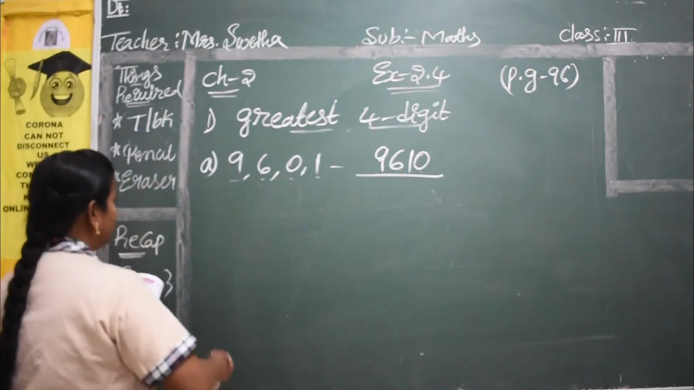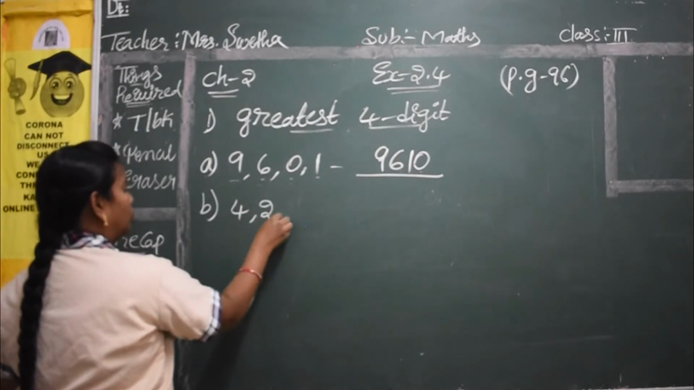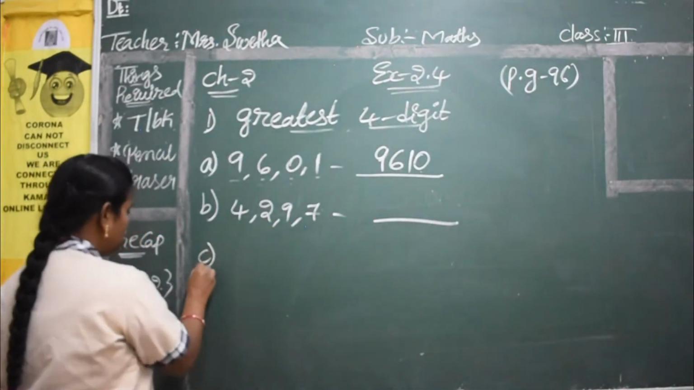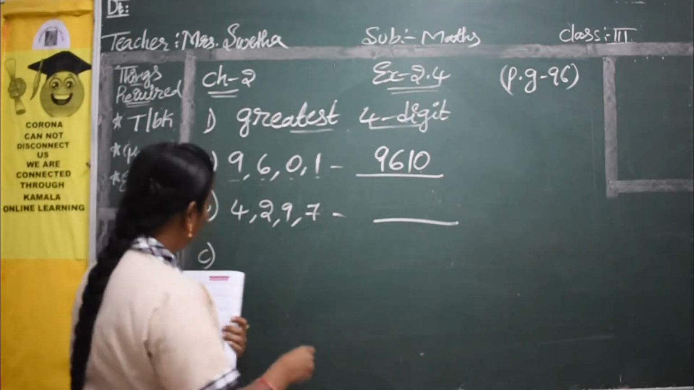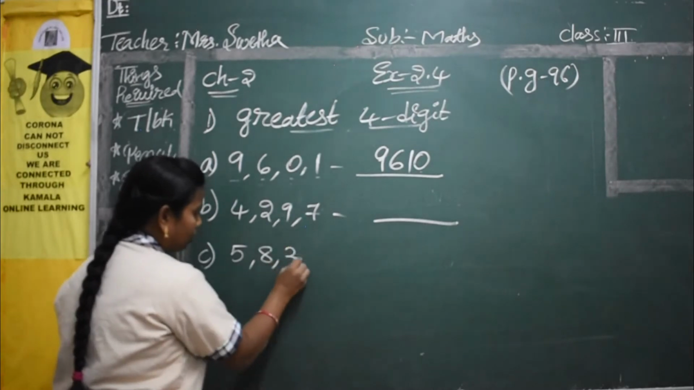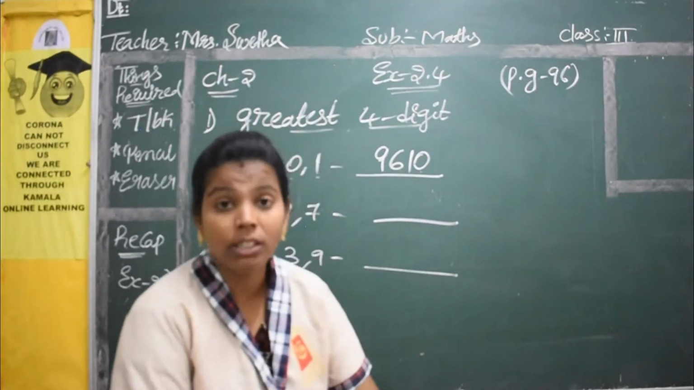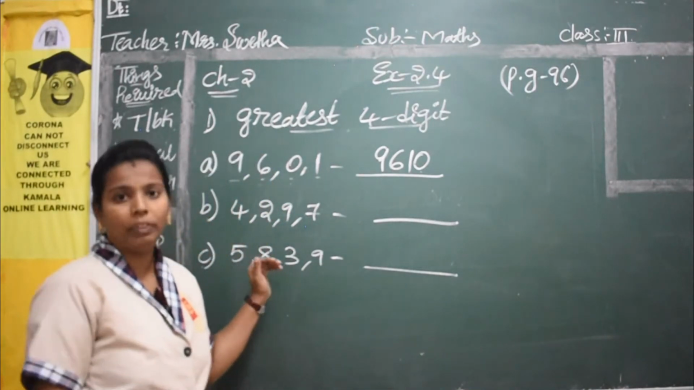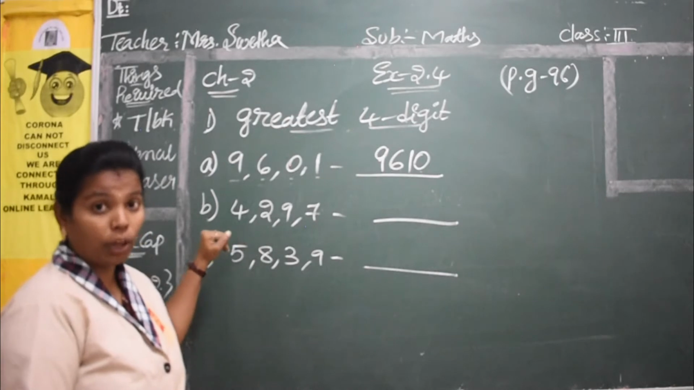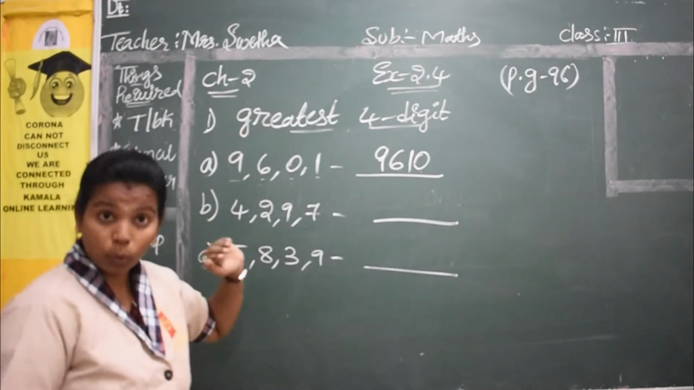Now the second one, 4297. First we will write the questions. In this bit you have 4 questions. I am doing 3, and only 1 I am giving you as homework. Listen carefully, children. You have to write your homework also in a correct manner. Only the greatest number you have to choose.